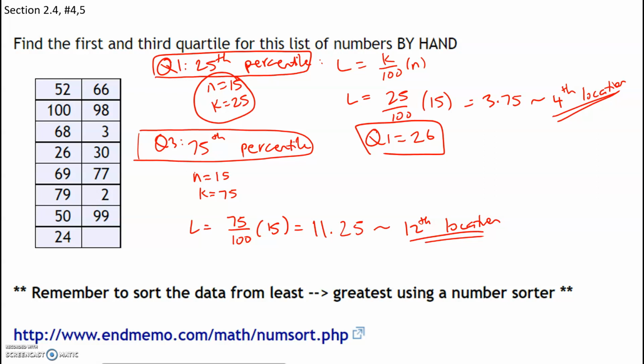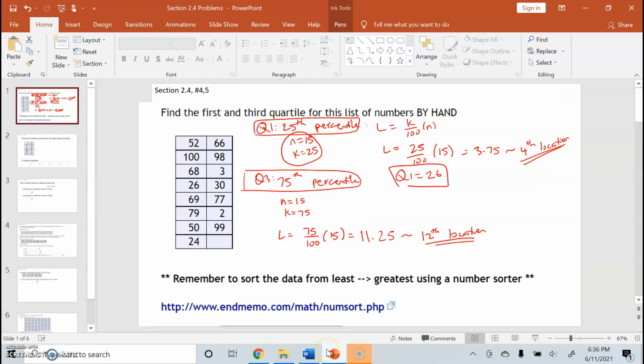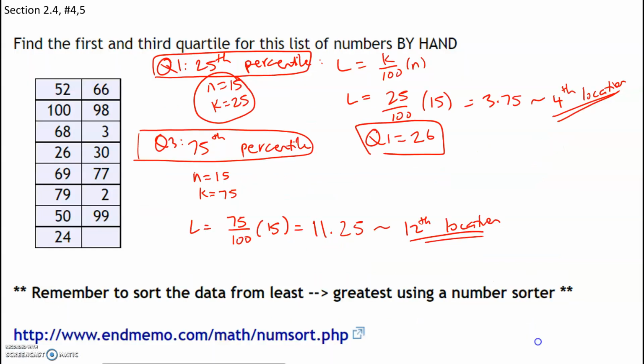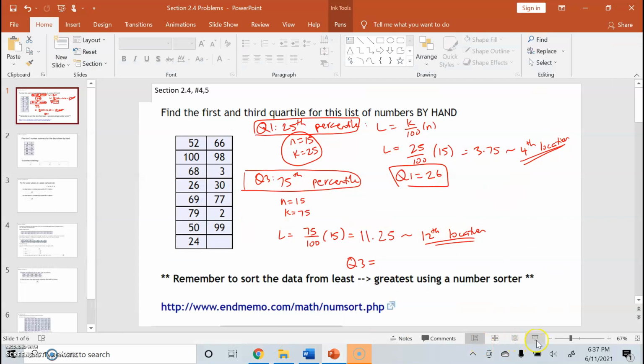So how do I find the 12th location? I am going to go to my sorted data from least to greatest, and I'm going to count. I have 1, 2, 3, 4, 5, 6, 7, 8, 9, 10, 11, 12. My 12th location is 79. So Q3, my third quartile, is going to be 79.